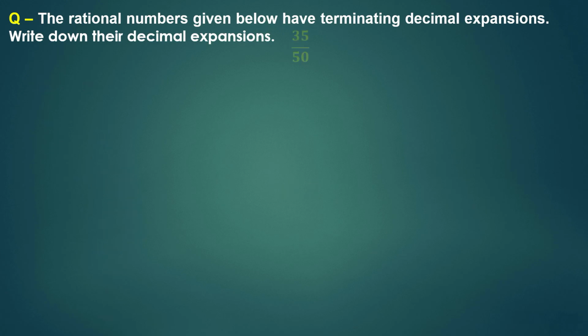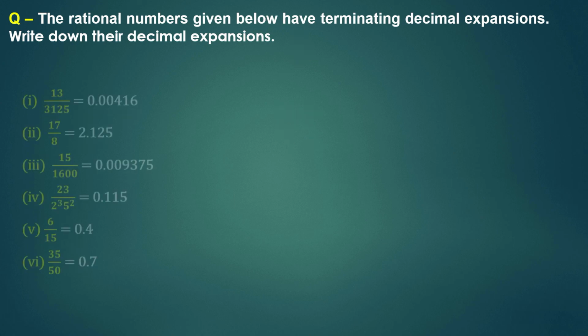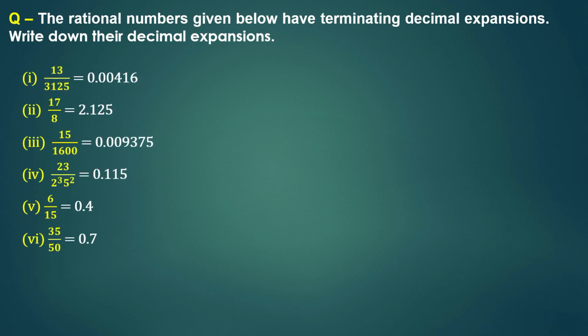Moving on to the last number, which is 35 by 50. 35 and 50 are not co-prime numbers because they have a common factor 5. On dividing 35 and 50 by 5, we will get 7 in the numerator and 10 in the denominator, which gives us the number 7 by 10. And the decimal expansion of 7 by 10 is 0.7. So here is the list of all the decimal expansions.